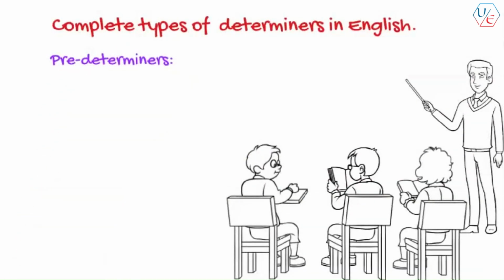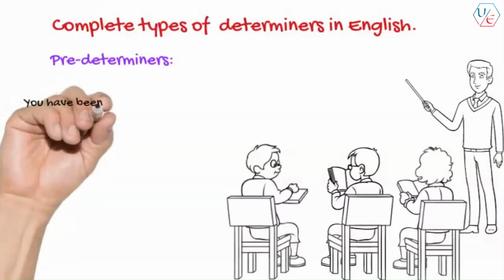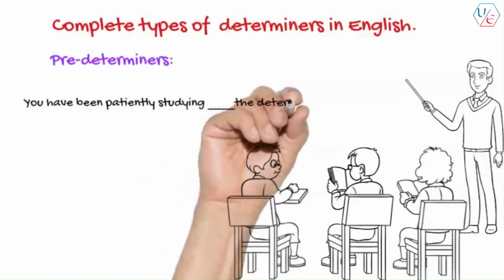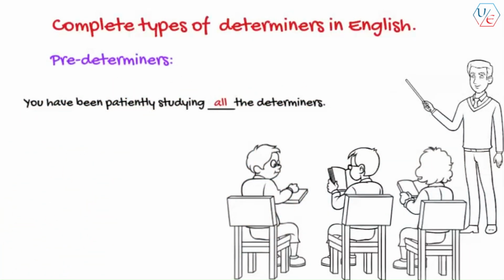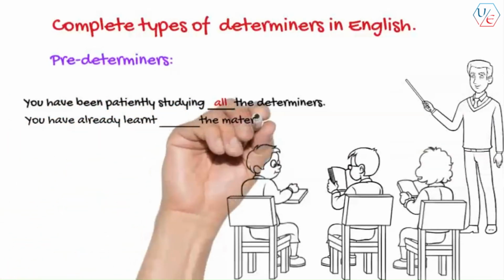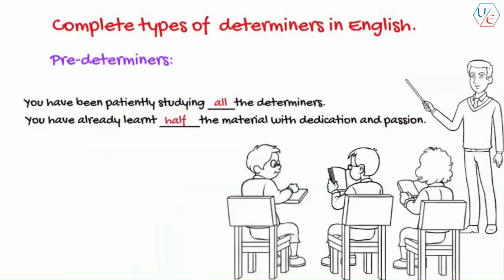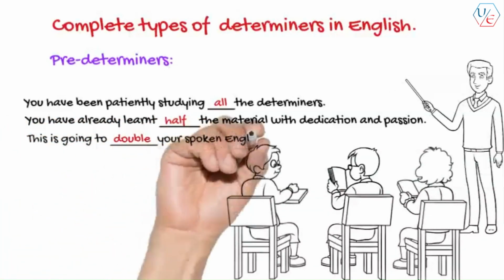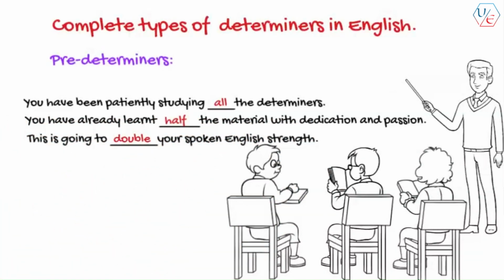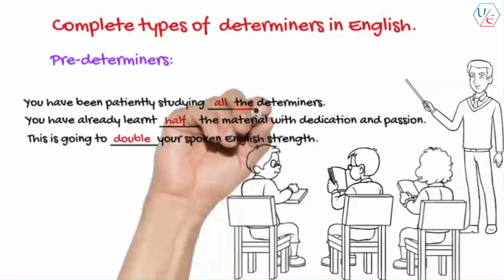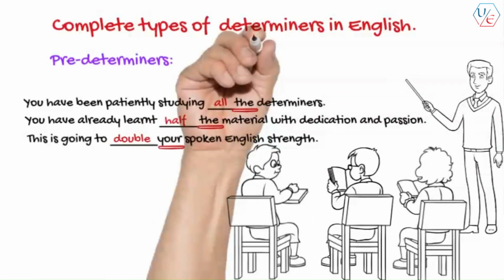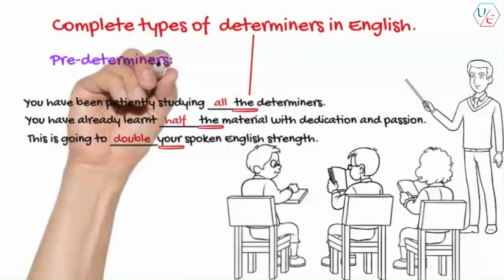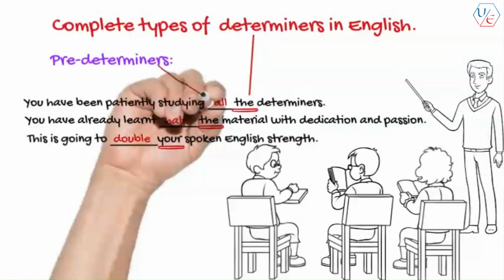Predeterminers in English. You have been patiently studying all the determiners. You have already learnt half the material with such dedication. This is going to double your spoken English strength. In these sentences, the words in red are predeterminers. The words that come before another determiner are called predeterminers. Predeterminers usually come before the article determiners.